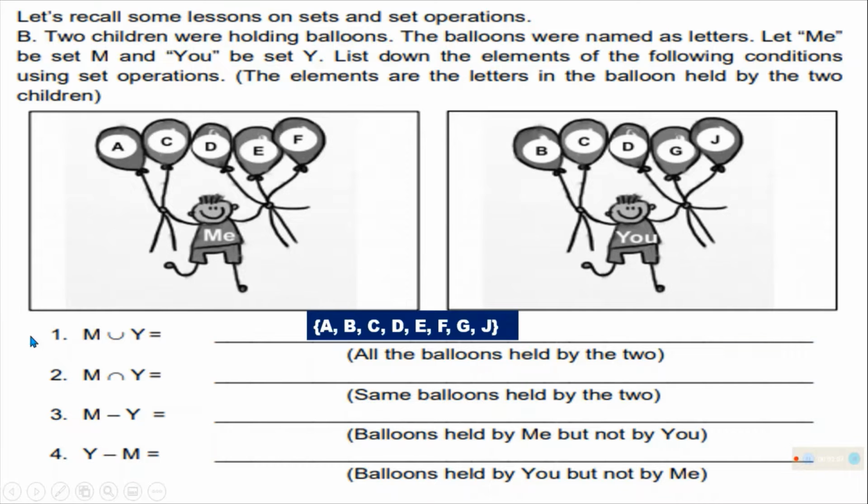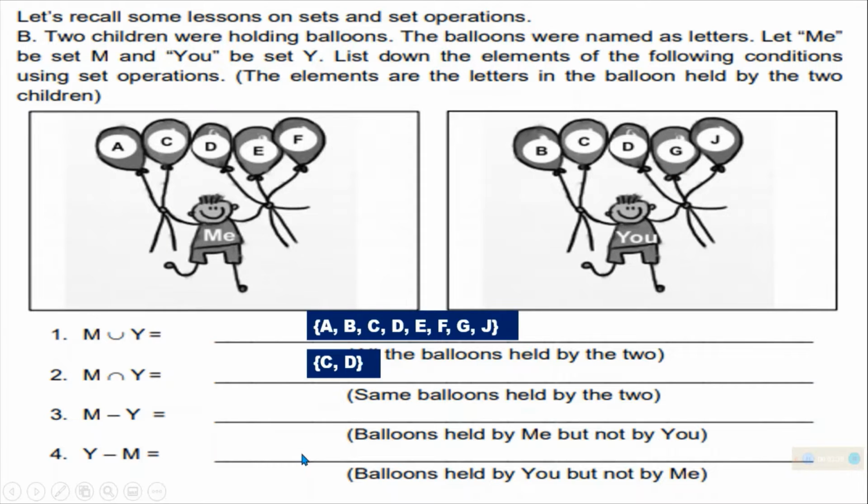Next, number 2. M, set M, intersect Y. So, what will be the intersection? Same balloons held by the 2. Meaning, ano daw yung balloons, yung letters ng balloons nila na magkapareha silang dalawa. So, we will find it. The answer is C and D. They have the same balloon C and balloon D.